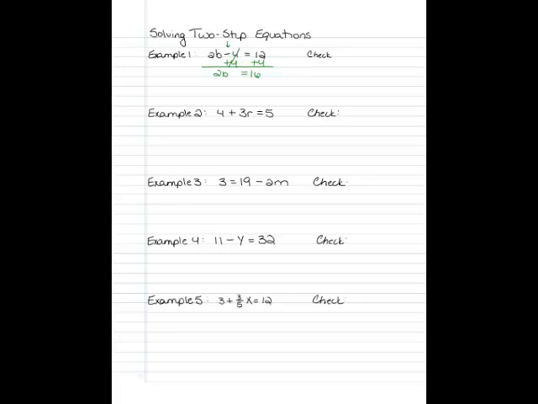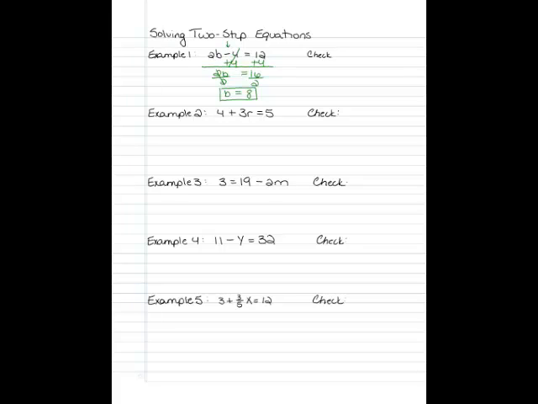Now we can deal with the 2. 2 times b. In order to undo that, we want to divide by 2. Have to do it on both sides. The 2's cancel and leave you with 1b, or just b, equals 16 divided by 2 is 8.